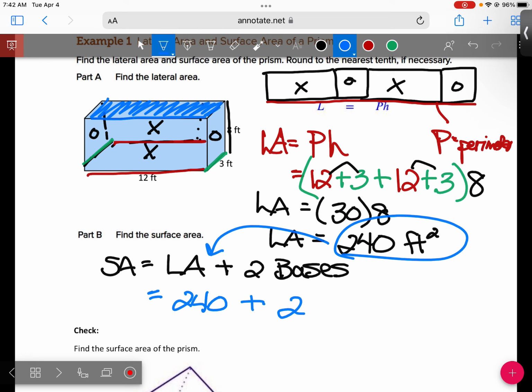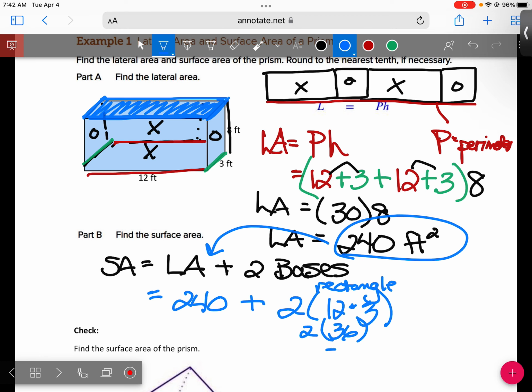Well, the area of my base right here is what shape? What shape is that? Top. It's a rectangle, okay? And the area of a rectangle is length times width. So what is my length here? 12 times my width over here is 3. 12 times 3 is 36. 36 times 2 is 72.